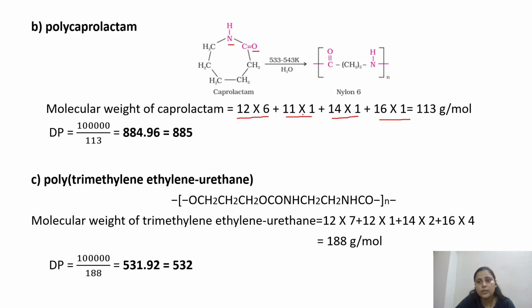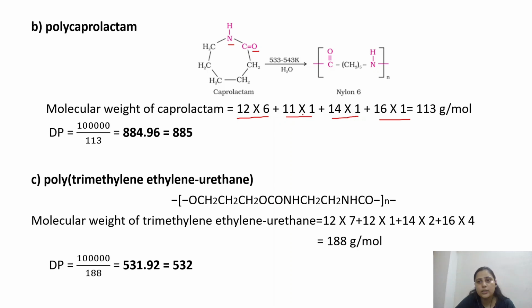If it is higher, like here 113, and in the previous case it's just 53, the degree of polymerization is inversely proportional; it will decrease if the molecular weight is higher, as in the case of polycaprolactam.